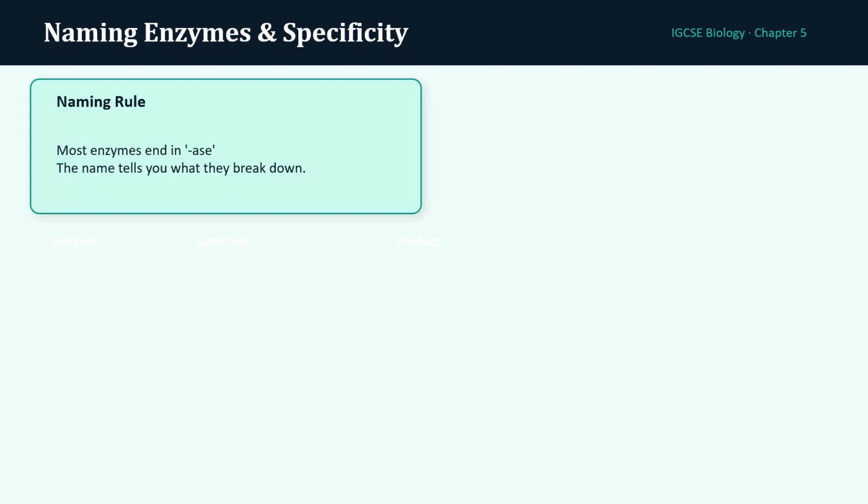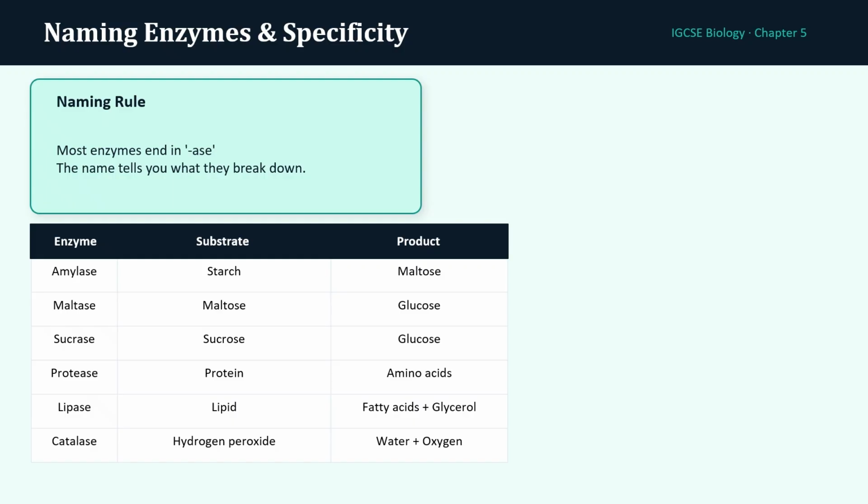So, how do we name enzymes? There is an easy rule. Most enzyme names end with ASE, and the name of the enzyme tells you what it breaks down. Now look at this table. There are three columns. First column, enzyme name. Second column, substrate. Substrate means the substance on which the enzyme will work. Third one is product. Product means what is formed after the reaction.